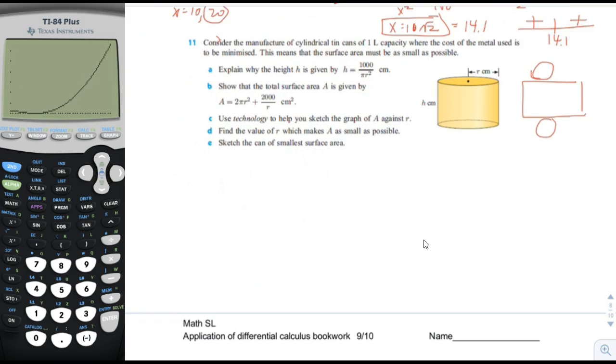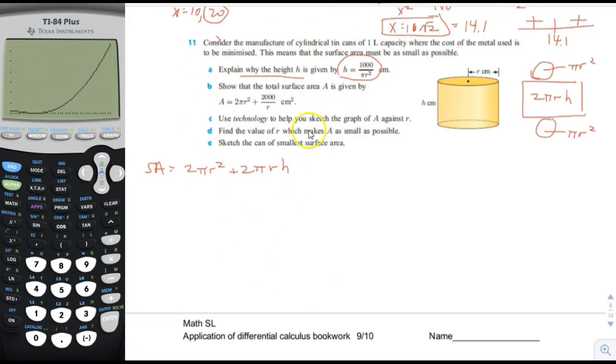Looks kind of like that. So the area of each one of these, this one's going to be pi r squared. This one's going to be pi r squared. And this one, this rectangular piece, is going to be 2 pi r h. And if you add all of these together, then you're going to get the total area. So let's add it all up. Surface area equals 2 pi r squared plus 2 pi r h.